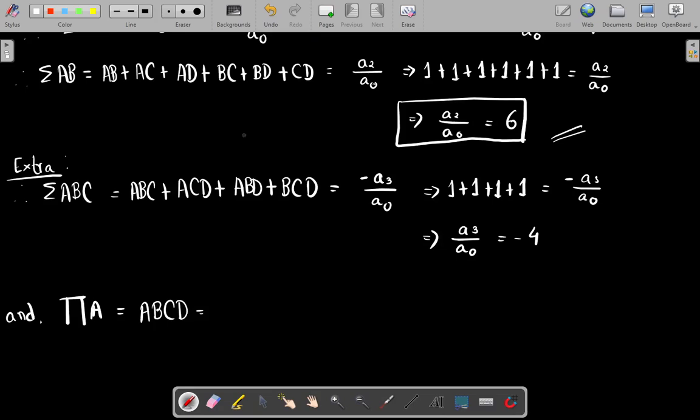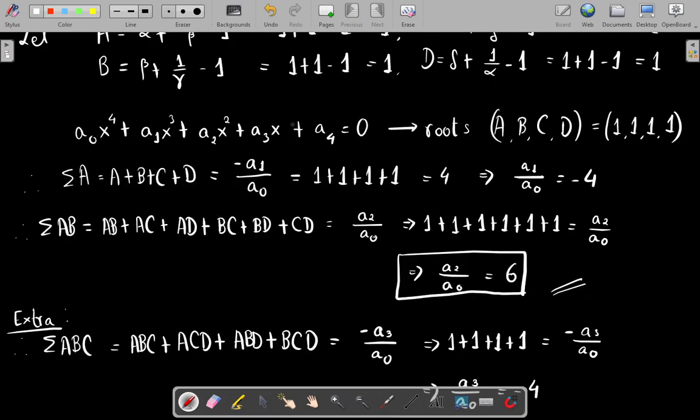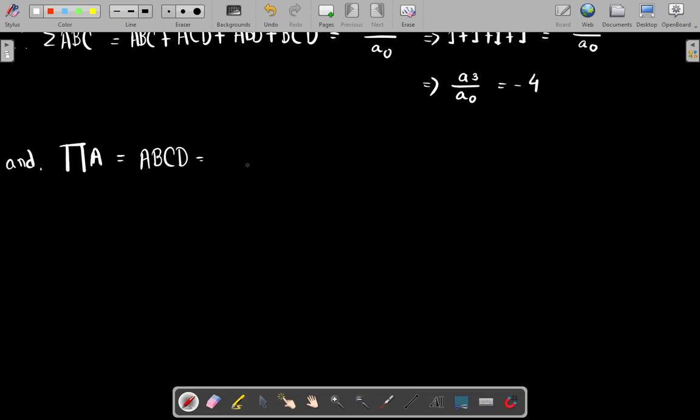So this will be again equal to, the previous was minus A3 by A naught, right? So this will be the constant term, plus A4 upon A naught. This is given by A4 upon A naught. So this implies all of this product is equal to 1. So this implies A4 by A naught is equal to 1.